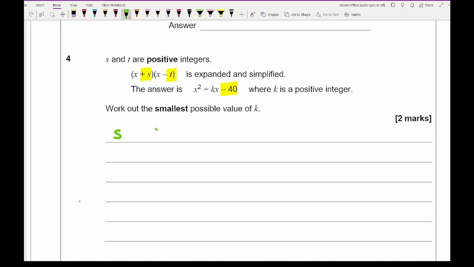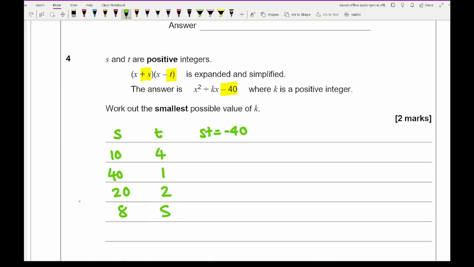So if I just have a heading of s and t, now all I need to do is, I know that st equals minus 40. So if I then think of all the numbers that multiply to give me 40, I've got 10 and 4, I've got 40 and 1, I've got 2 and 20, and I've got 8 and 5. So they're all the combinations. Obviously, I can reverse those numbers. So I could have 4 and 10, 1 and 40, 2 and 20, and 5 and 8.